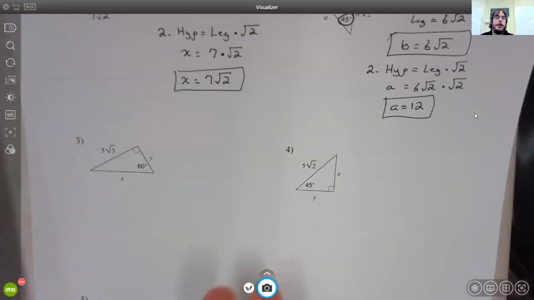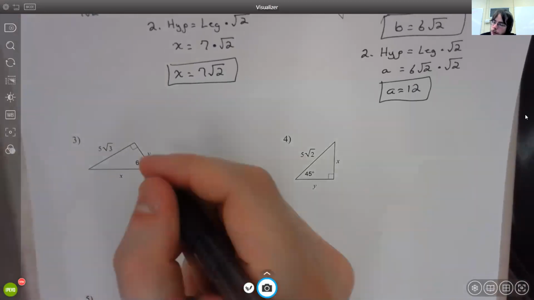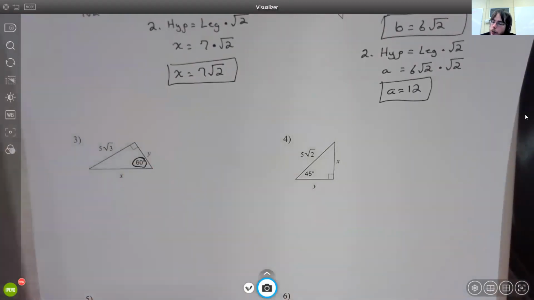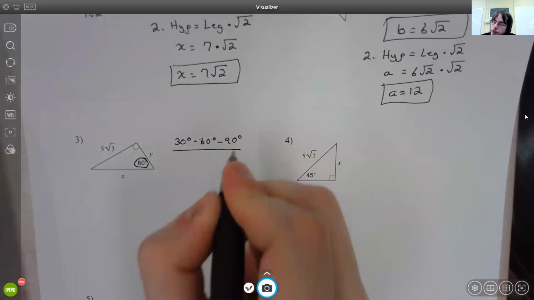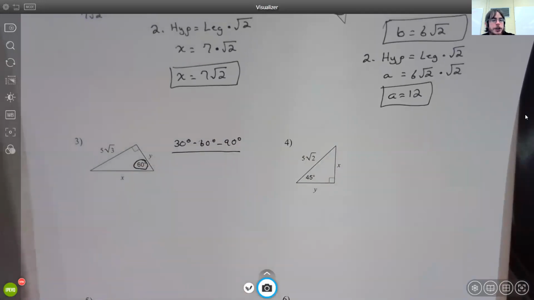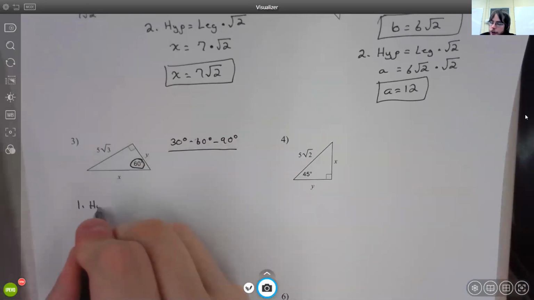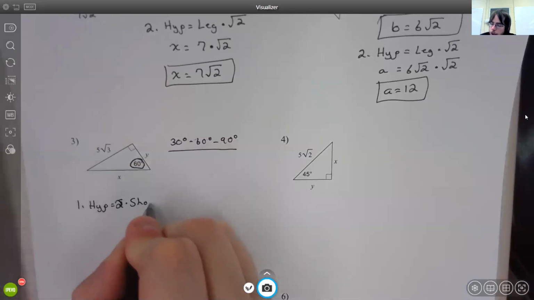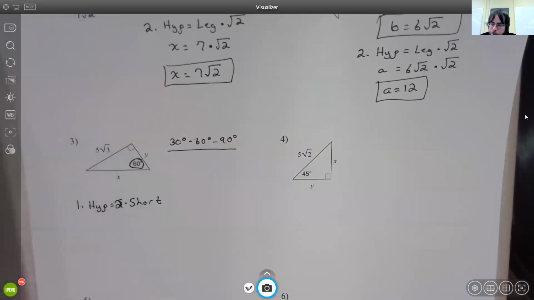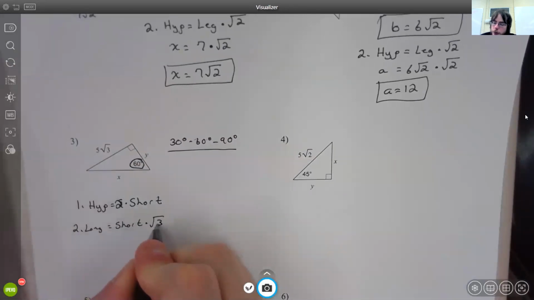All right, so let's look at number 3. What type of special right triangle do we have? Well, we have a 60-degree angle here, which means that we have a 30, 60, 90 triangle. There are two formulas that we use with a 30, 60, 90 triangle. The first is that the hypotenuse is equal to 2 times the short leg. And your second formula is that the long leg is equal to the short leg times √3.